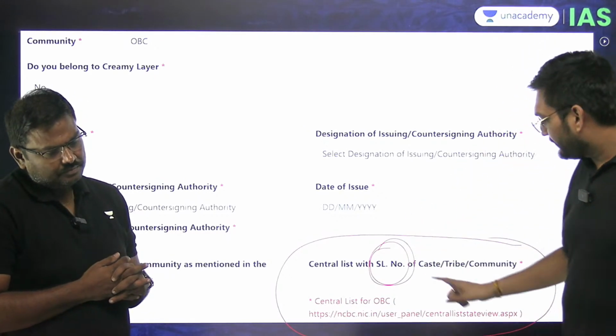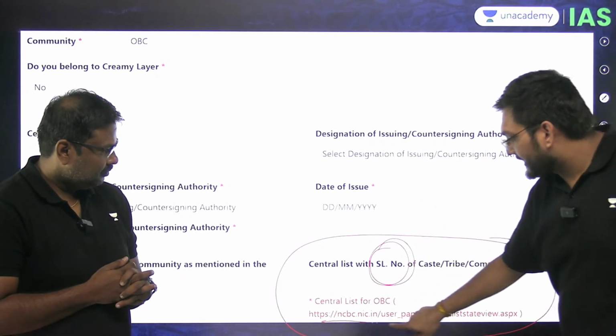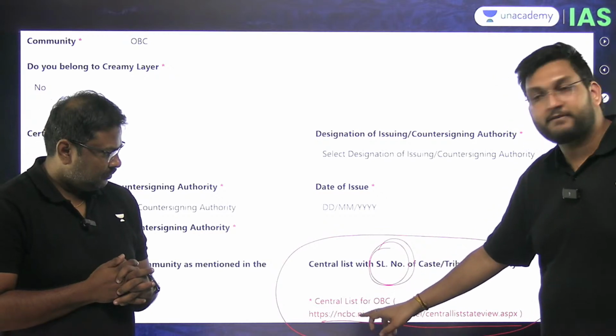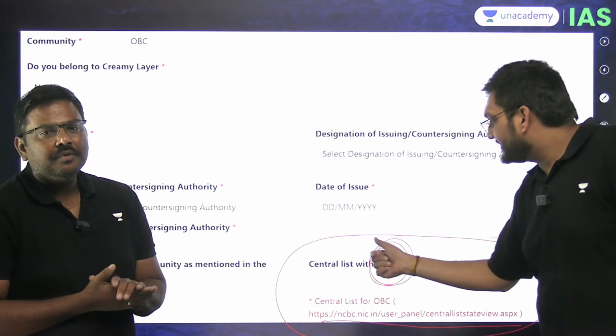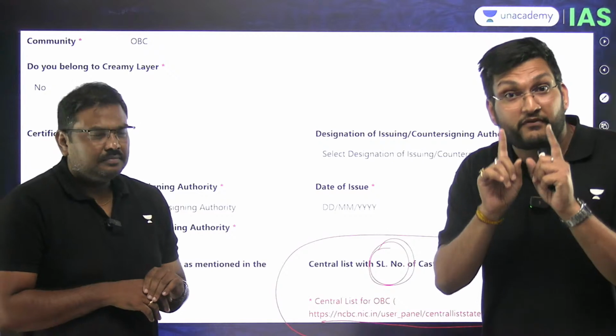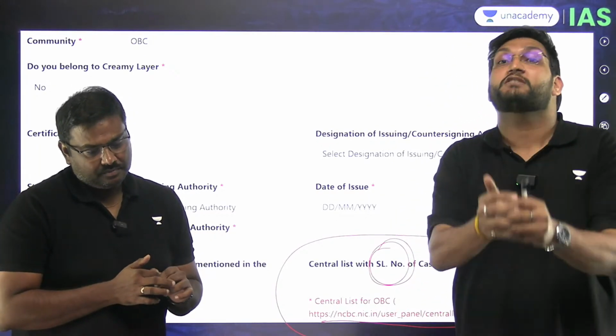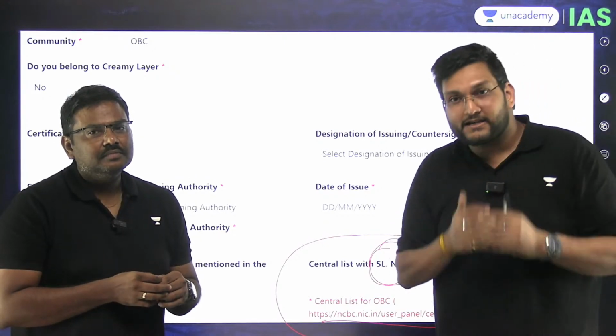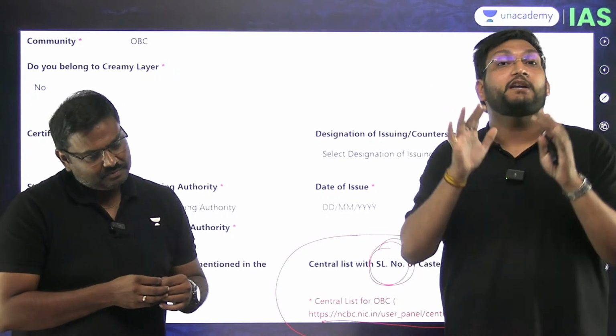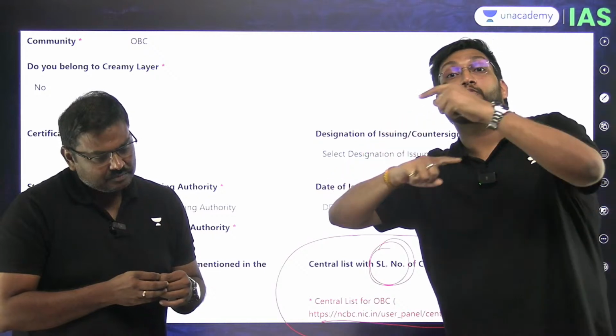Same concept, now pushed in for OBC. You will click it. It will go to the NCBC website, and therefore you can find the serial number. Now, some of you do not understand the concept of creamy layer. Do I fall under creamy layer or not?